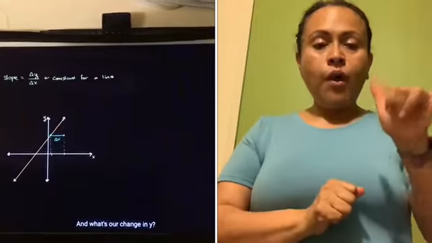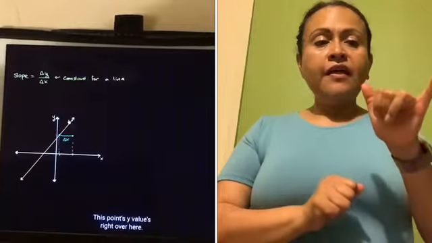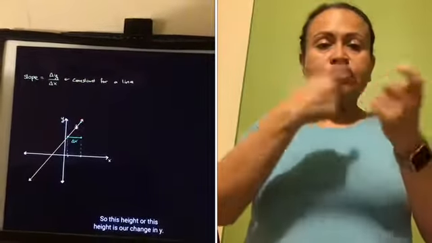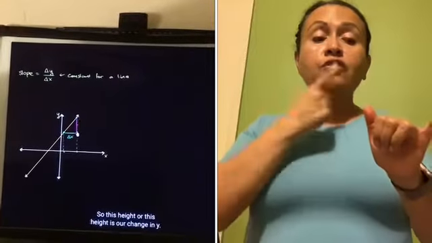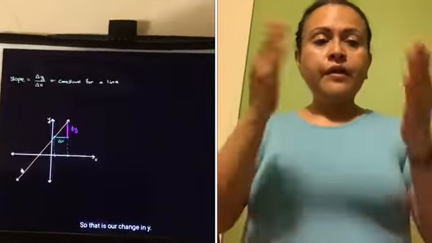And what's our change in y? Well, this point's y value is right over here, and this point's y value is right over here. So this height is our change in y. So that is our change in y.